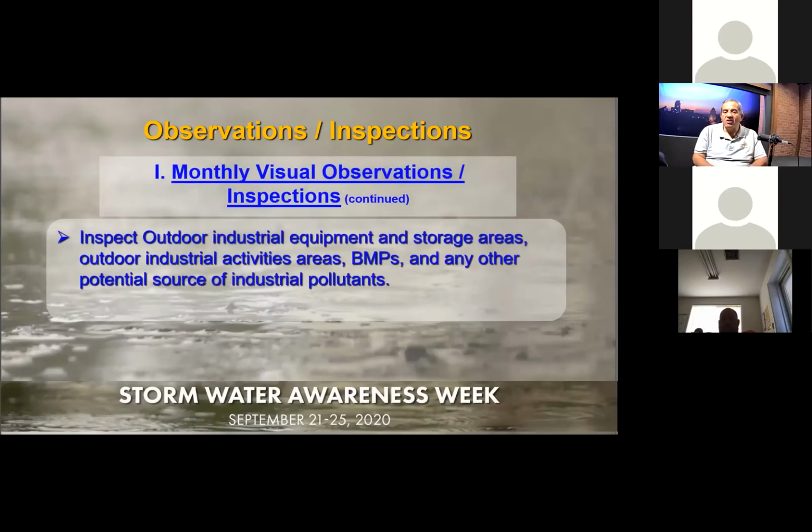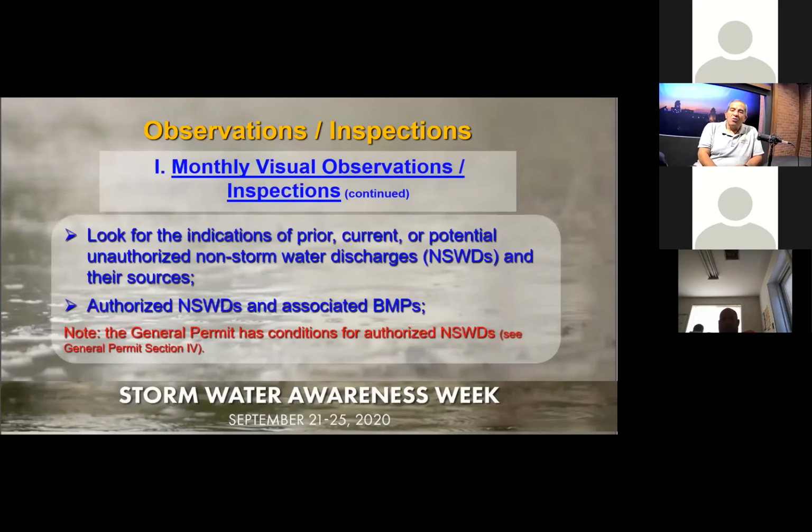So you want to inspect outdoor areas for equipment, storage areas, outdoor industrial activity areas, BMPs, and any other potential source of pollutants. Also, harkening back to the previous slide, just real quick, when you're walking around your site, say you don't see water flowing off at the time, but you see staining leaving your property, okay? You need to try to figure out what that is and where it's coming from, because you need to be able to stop it or account for it. Just wanted to let you know.